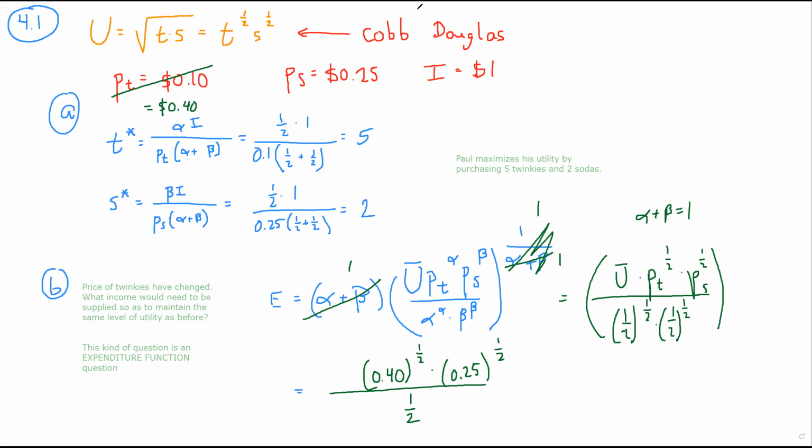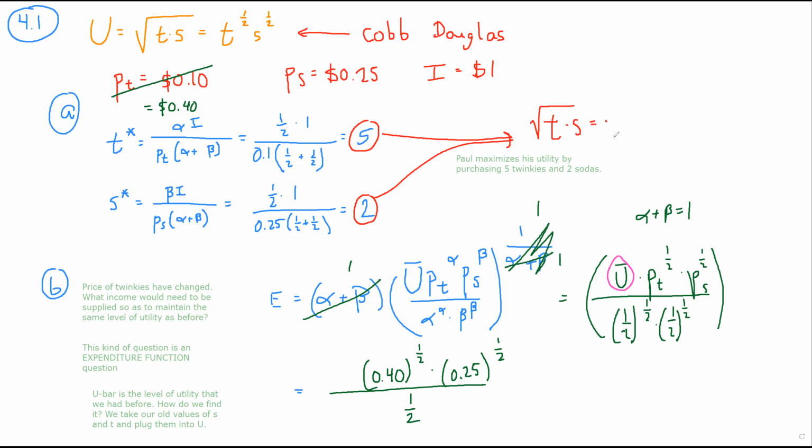And then I have this u bar term. The question is, what is this u bar term and where do I find it? U bar is the level of utility that we had before. How do we find it? We take our old values of s and t and plug them into u. So what were our old values of t and s? They were 5 and 2. So if I plug these into my old utility function, which was the square root of t times s, I get the square root of 10. 5 times 2, 10. Hopefully that's not too crazy.